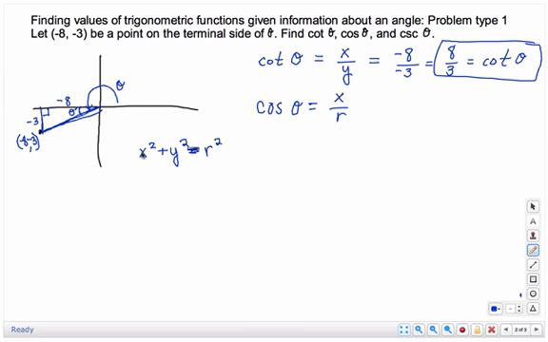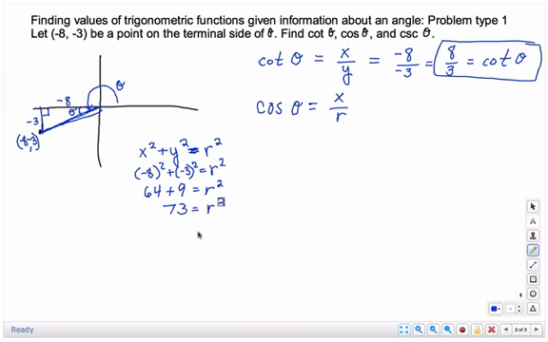Okay, so then we're going to replace the x here with the negative 8 and the y with the negative 3. And we're going to solve this for r. R, by the way, is always going to be a positive value. So here, negative 8 squared, that's 64, plus 3 squared is 9. And so that's going to be 73.